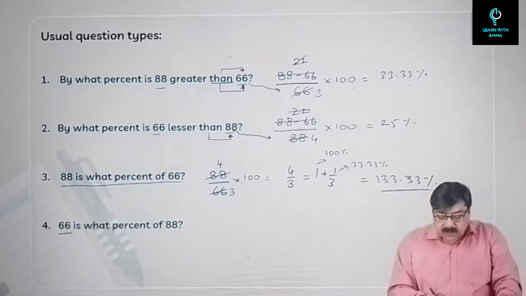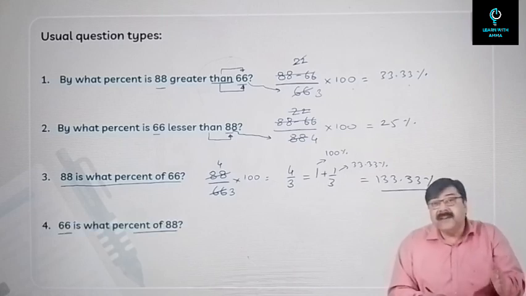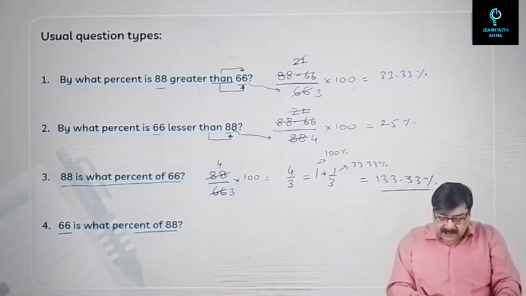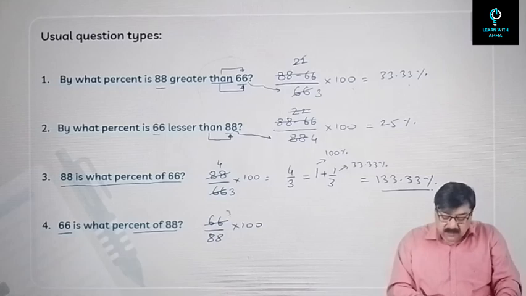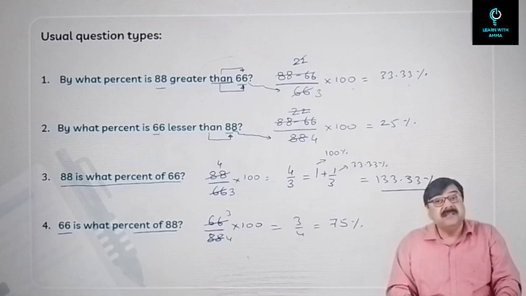Now 66 is what percent of 88? So out of 88, how much is 66 as a percentage? So 66 by 88 into 100. Now 22 into 3, 22 into 4. So you have the fraction 3 by 4 and the percentage equivalent for this is 75%.